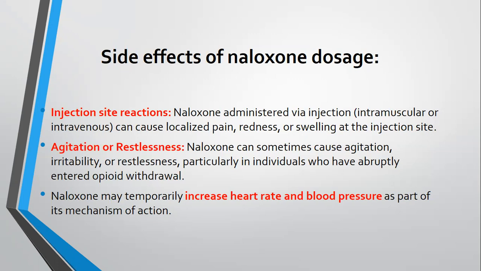Naloxone can sometimes cause agitation, irritability, or restlessness, particularly in individuals who have abruptly entered opioid withdrawal. The third side effect of naloxone dosage includes increased heart rate and blood pressure, as it is part of the mechanism of its action. The side effects of naloxone vary from person to person depending upon how much opioid was present in the body and how much naloxone was needed to overcome the opioid overdose.